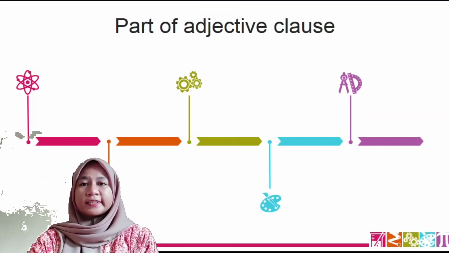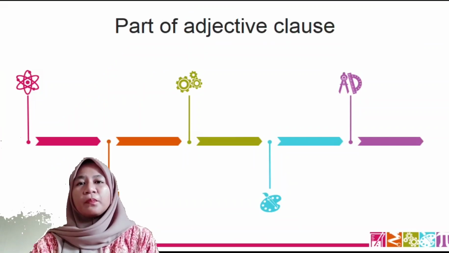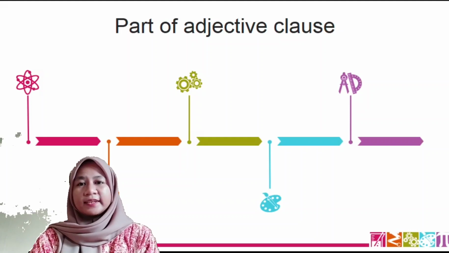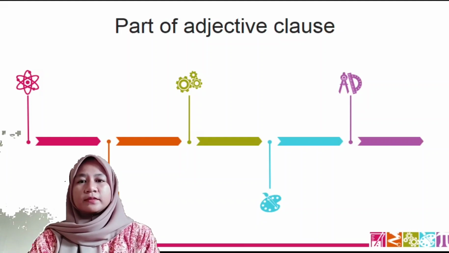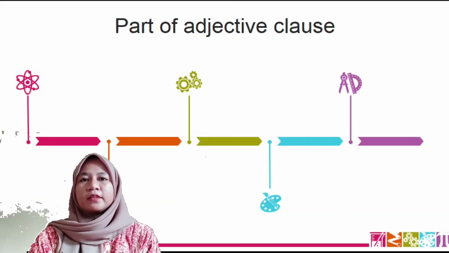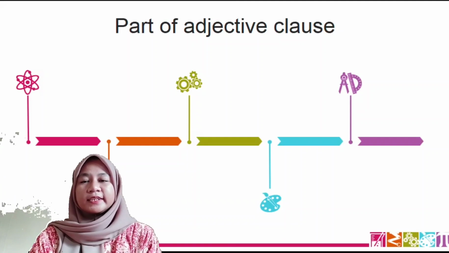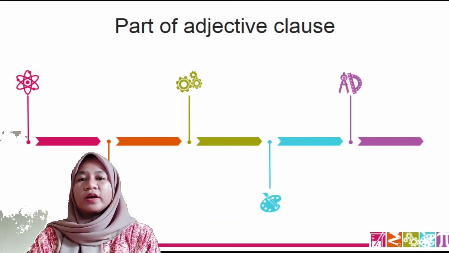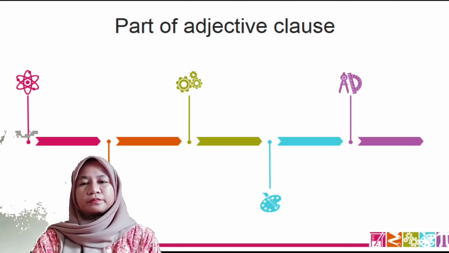Parts of an adjective clause. An adjective clause must have the two parts that every clause has. First, a subject, that is what the clause is about, and a verb, that is what the subject is doing. The subject of an adjective clause depends on whether it begins with a pronoun or an adverb.